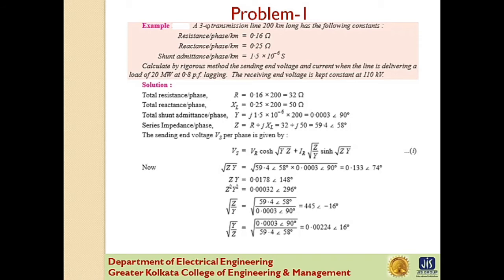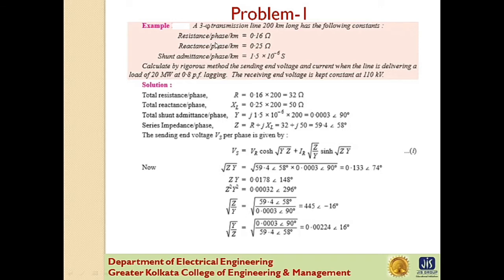Next, a three-phase transmission line of 200 km has the following constants: resistance per phase per kilometer 0.16 ohm, reactance per phase per kilometer 0.25 ohm, shunt admittance per phase per kilometer 1.5 into 10 to the power minus 6 Siemens. Calculate by the rigorous method the sending end voltage and current when the line is delivering a load of 20 megawatt at 0.8 power factor lagging. The receiving end voltage is kept constant at 110 kV.